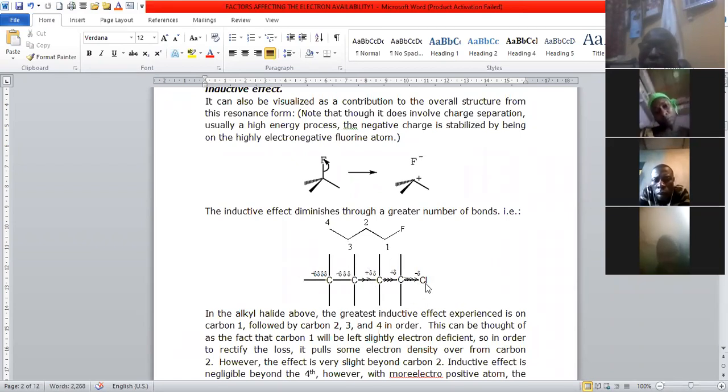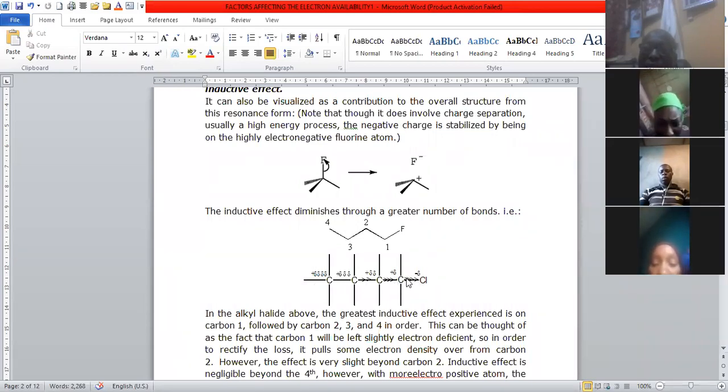Look at here. We have a chlorine atom at the end of the chain, and we have carbon atoms. The inductive effect is felt along the chain like this, because chlorine is pulling electron toward itself. The pulling of electron is also affected by this carbon and this carbon, and so on. But in a normal situation, the inductive effect diminishes. It's negligible after the fourth carbon atom, and that is why we use this arrow to represent inductive effect.